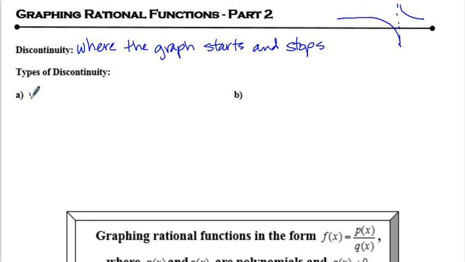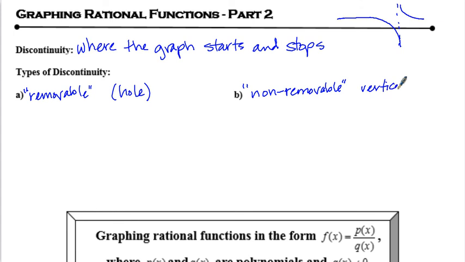There is removable discontinuity, and that presents itself as a hole. And there is, shocker, non-removable discontinuity, and that presents itself as a vertical asymptote. Okay?